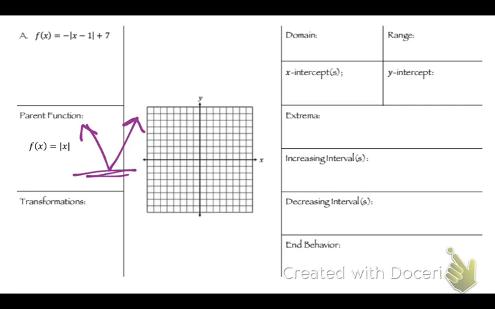Okay. Transformations here. So that negative on the outside reflects over the x-axis. So that's going to flip it down. The 1 moves it right 1, and the 7 moves it up 7.